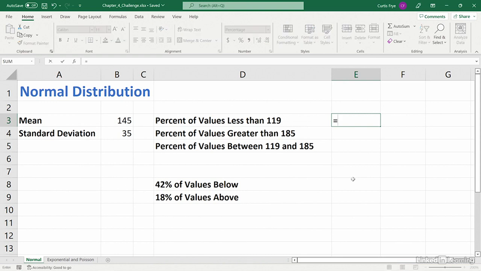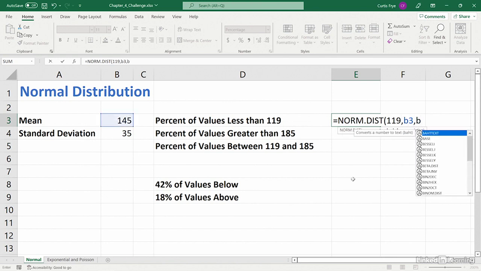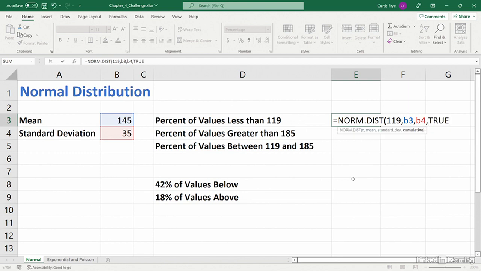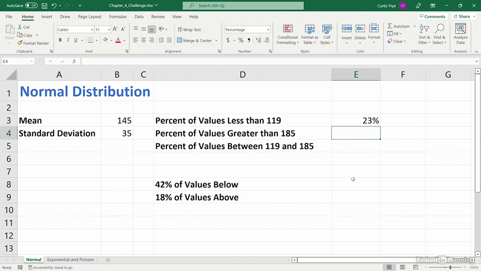So in E3, I'll type equal norm.dist, because we're working with the normal distribution. Our comparison value is 119, then a comma. The mean is in B3. Standard deviation is in B4. You can see those highlighted over on the left, then a comma. And I do want to work with the cumulative distribution. So I'm looking for all the values below 119, not the point probability of getting 119 randomly. So I'll do true, right parentheses and enter, and I get 23%. So a little bit less than a quarter of all values in this distribution are less than 119.